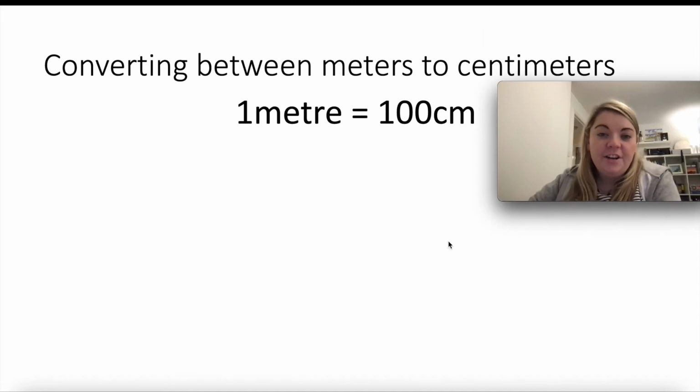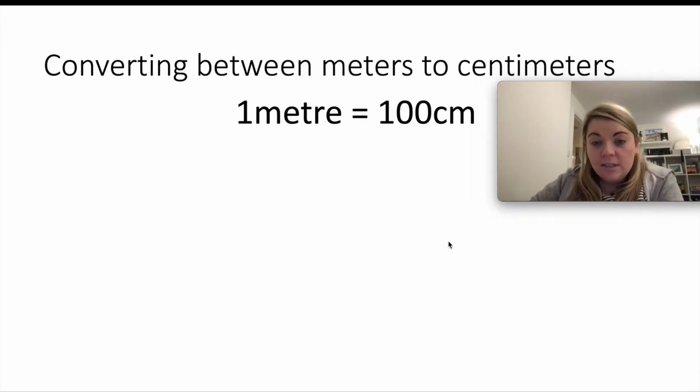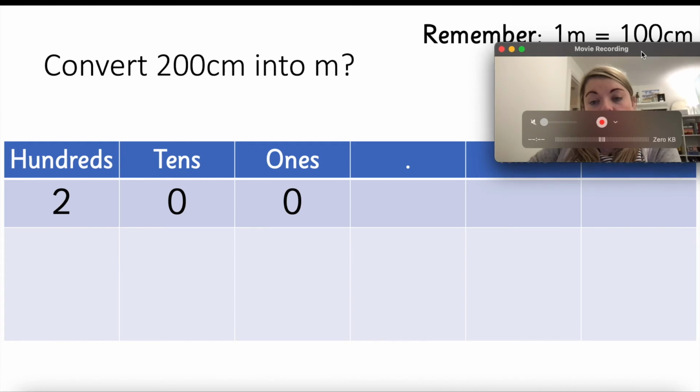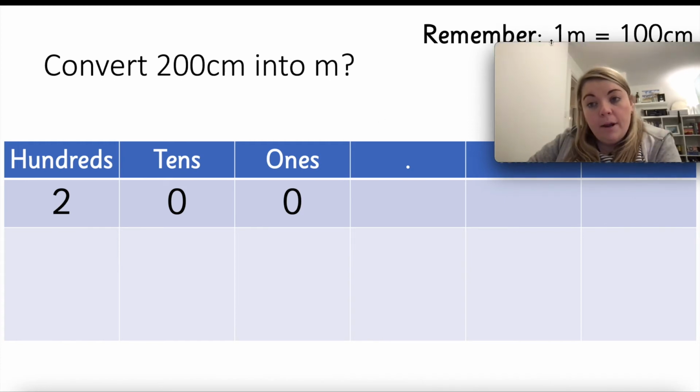Looking at slightly larger numbers, we're going to look at converting between metres to centimetres. So you all know that 1 metre is equal to 100 centimetres, and that also means that 100 centimetres is equal to 1 metre. So if you're asked to convert 200 centimetres into metres, remembering that 1 metre equals 100 centimetres, that means we need to divide this number in centimetres by 100 because there are 100 centimetres in 1 metre.